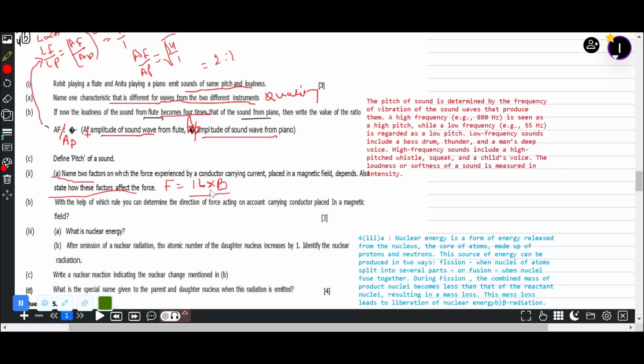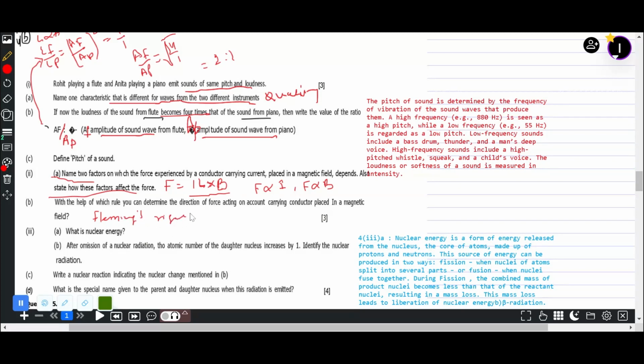Okay, so L cross B means it depends on three. One is the angle between magnetic field and the perpendicular to the length element, and second is current, and third is magnetic field. So F is directly proportional to I and F is directly proportional to magnetic field B. Okay, with the help of which rule you determine the direction of the force acting on a conductor? Using right hand rule of Fleming's.